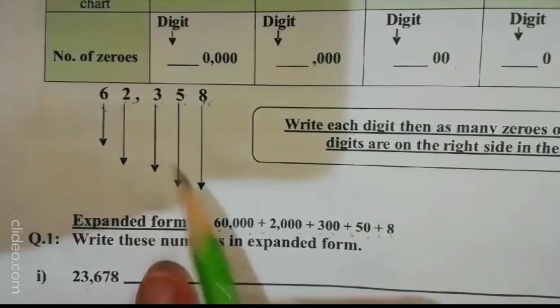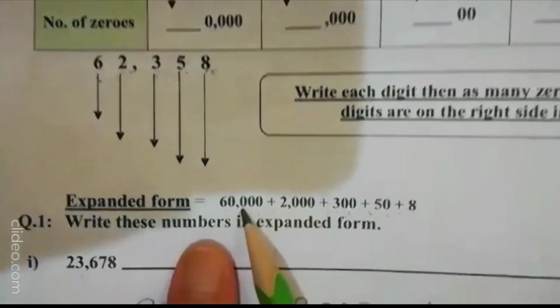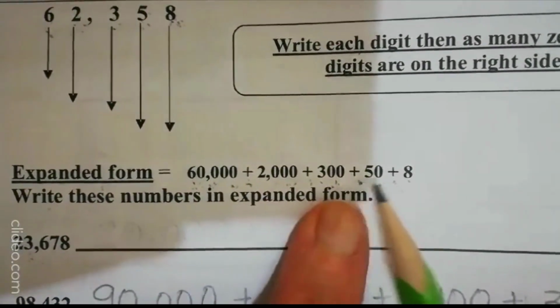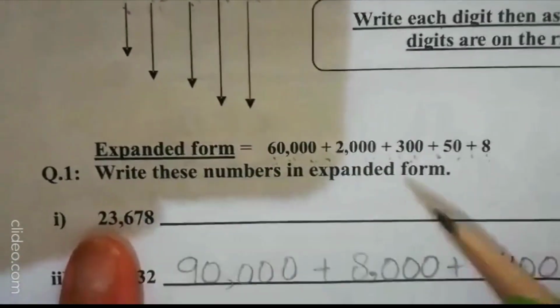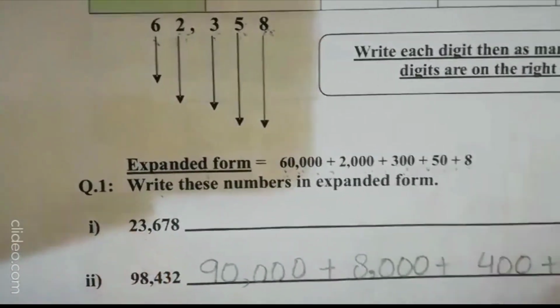This is the expanded form of 62,358: 60,000 plus 2,000 plus 300 plus 50 plus 8. Now coming to the exercise of page number 14, write these numbers in expanded form.